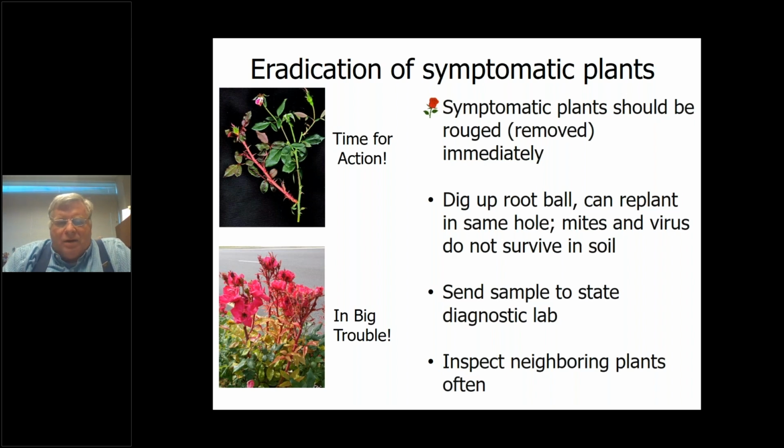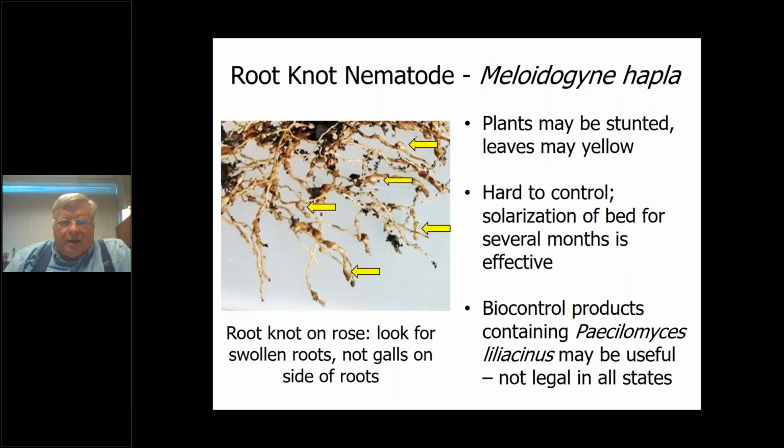So we want to get in there and we want to dig that plant up and get it out. You may want to send it to a state diagnostic lab for confirmation, and then inspect neighboring plants in that bed often. And I often get asked, how often? A minimum of once a week. I tell people they ought to be doing it a couple of times a week. But we're Rosarians. We're in our beds a couple of times a week. It's a hobby. And so this should not be a problem of inspecting our roses for rosette.